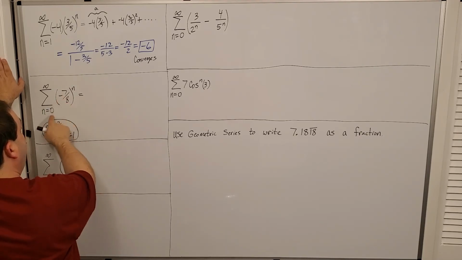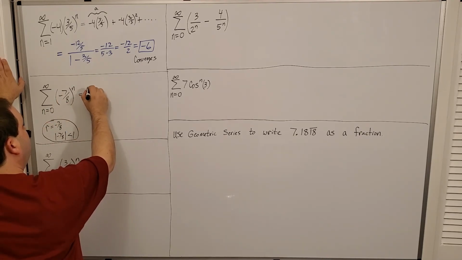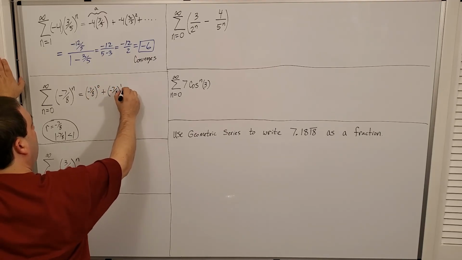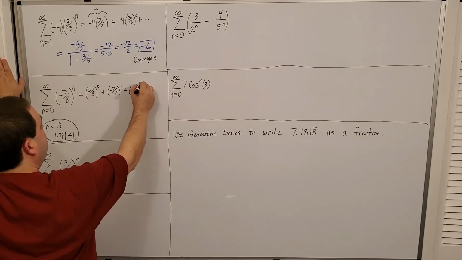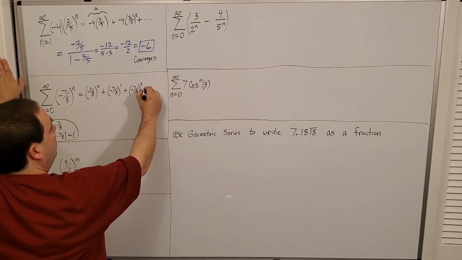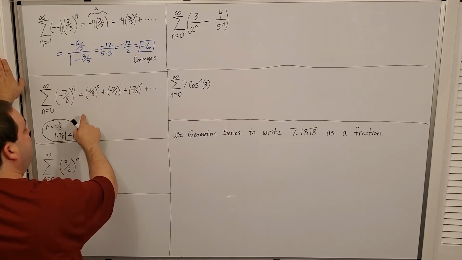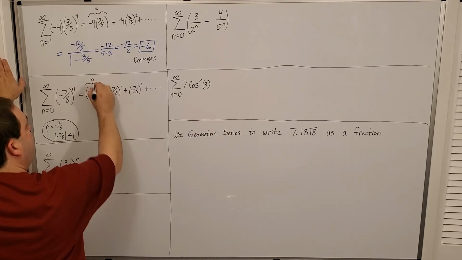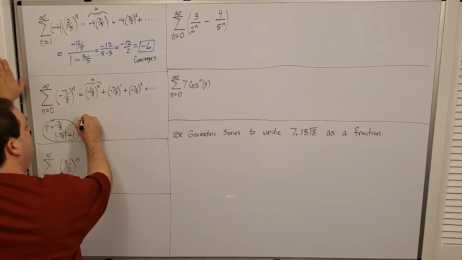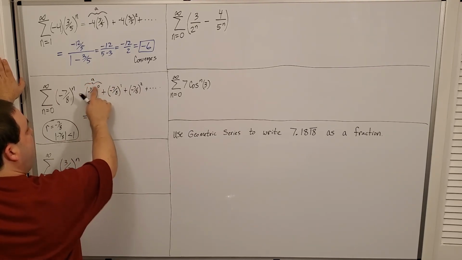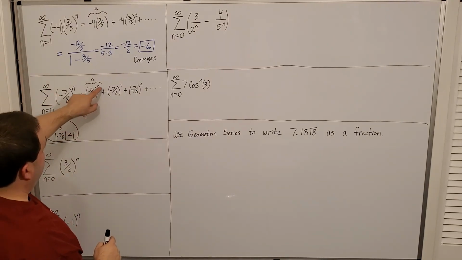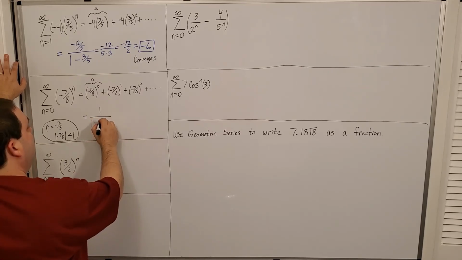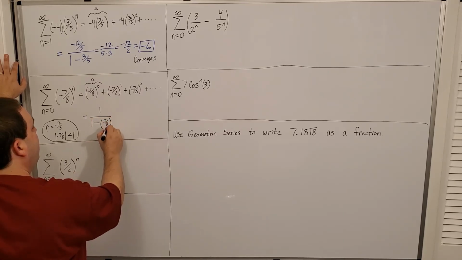I have negative 7/8 to the 0 plus negative 7/8 to the 1 plus negative 7/8 to the 2, and so on. Negative 7/8 to the 0 is just 1, and this is my a. So my a is equal to 1, because anything to the 0 is 1. So 1 over 1 minus my r, which is negative 7/8.